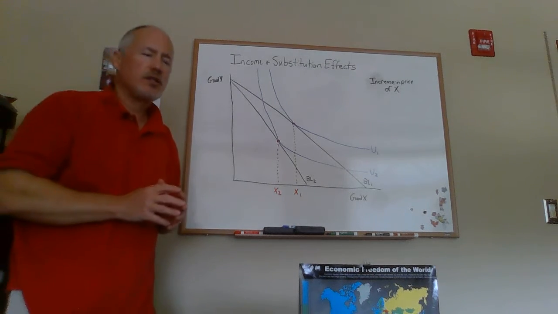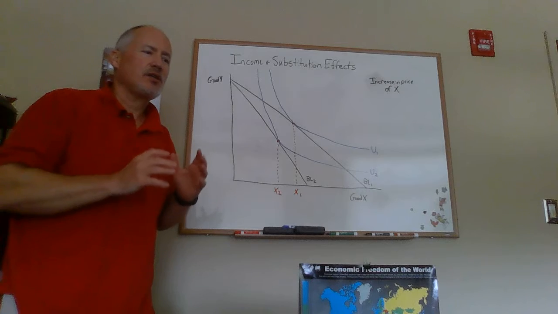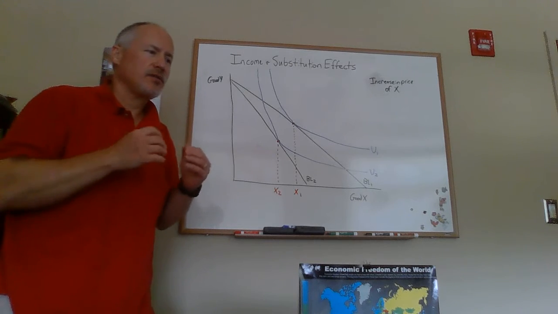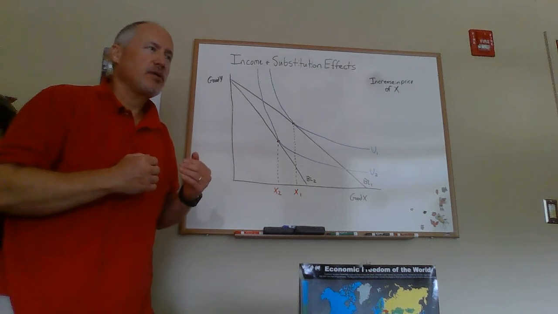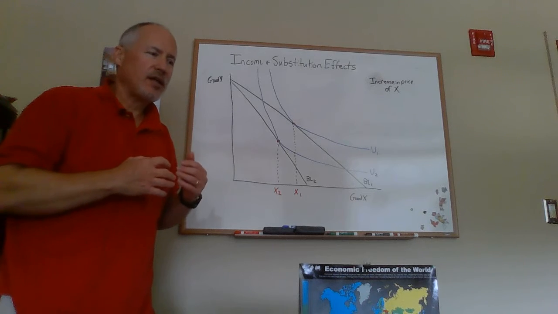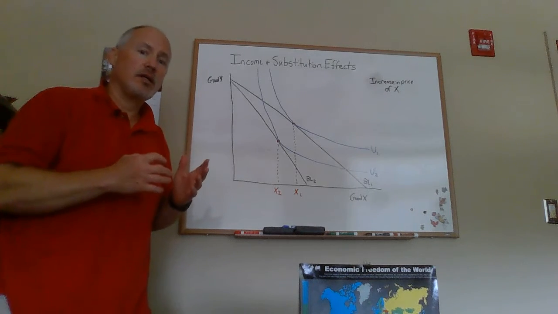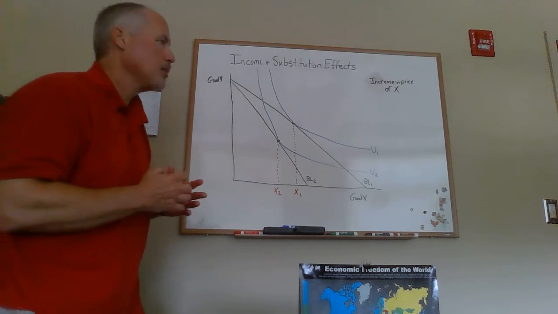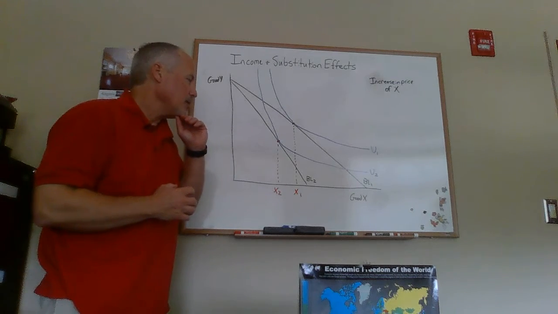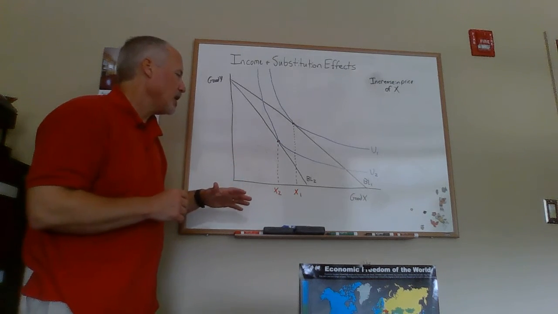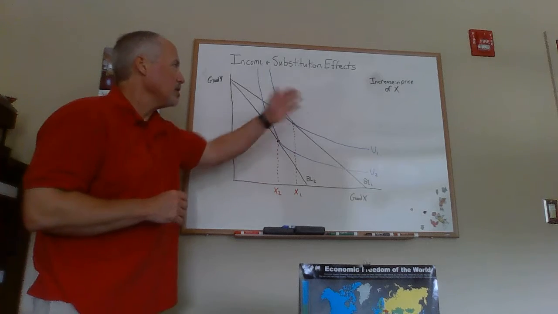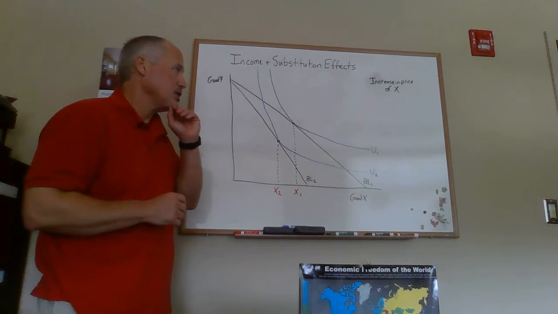This video is going to go over how we can look at the change in the price of a good, and in particular how we can break this down into two different parts, an income effect and a substitution effect. I started here with a budget line indifference curve diagram drawn out to show, in this case, an increase in the price of X.